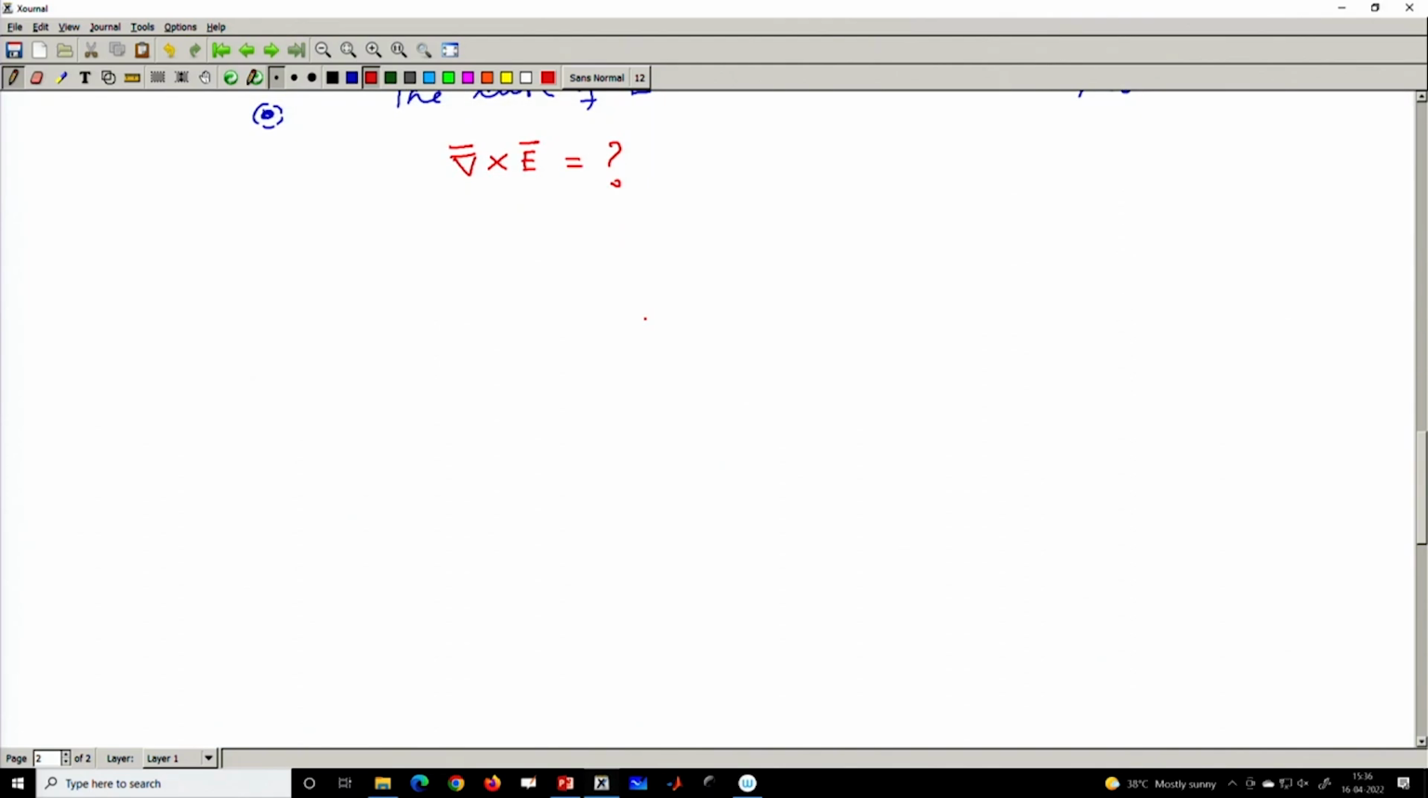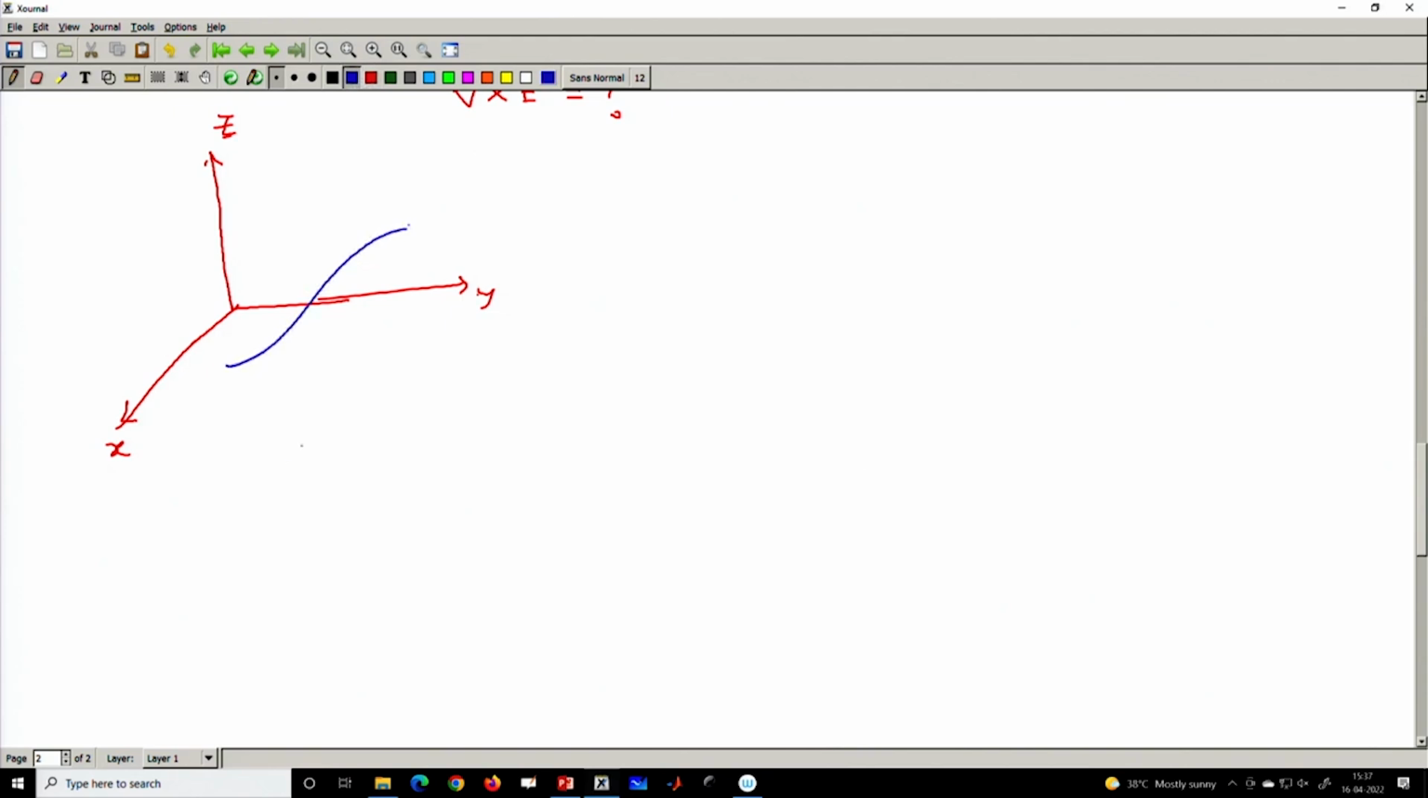If I want to find out the curl, then what are we supposed to get on the right hand side? In order to understand that, let us consider a standard coordinate system, say x, y, z, and a line element here like this, going from point A to point B. Now one charge Q is placed here at the origin, and due to the placement of the charge at the origin, it should produce some kind of electric field over the space.